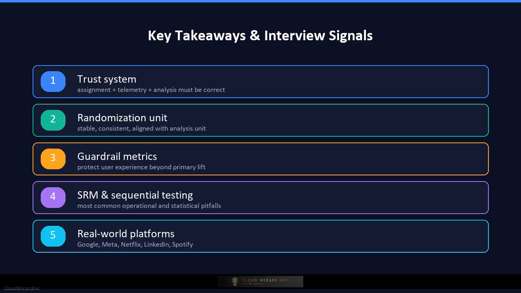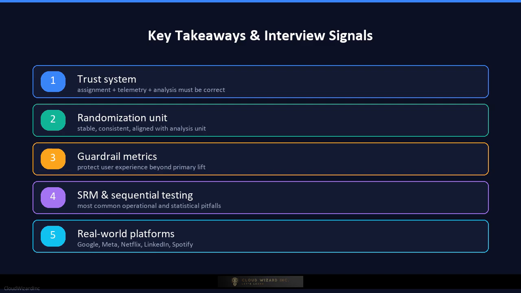Key takeaways for your interview. First, an A/B testing platform is a trust system. Assignment, telemetry, and analysis must each be correct, because any bias undermines the counterfactual. Second, always define the randomization unit clearly and explain why it must be stable, consistent, and aligned with the analysis unit. Third, separate primary metrics from guardrail metrics and explain why guardrails are essential for safe experimentation.